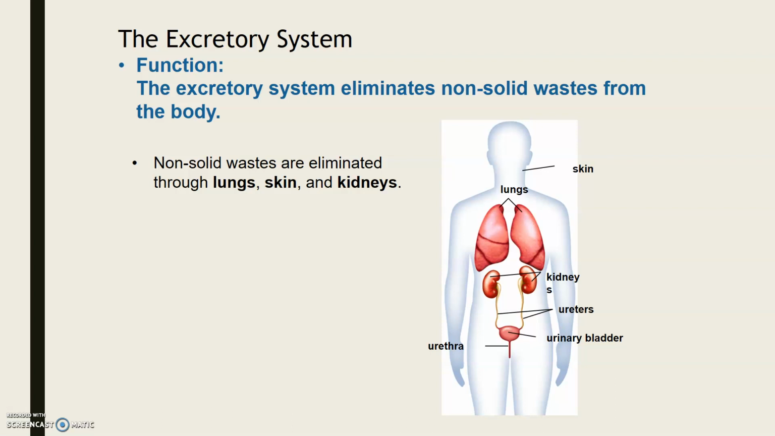Now the main function of the excretory system is that it eliminates non-solid wastes from our body. You can see from the figure over to the right that it includes a number of body parts that we've talked about, including the lungs, but it also includes things like the skin. So the lungs here, it also includes the skin, and it also includes the urinary tract, so the kidneys, the ureters, and the bladder and urethra.